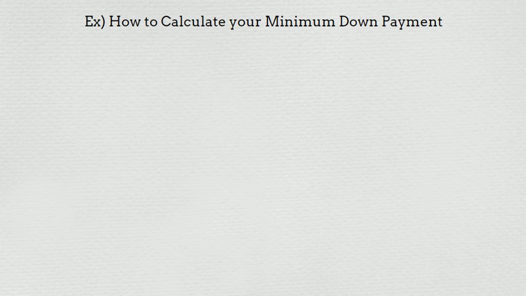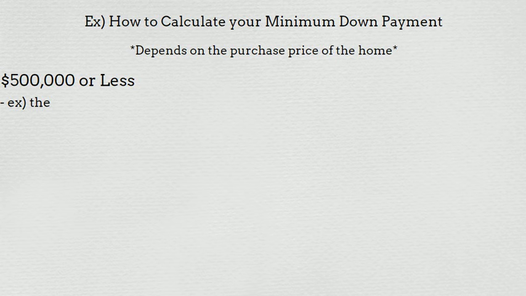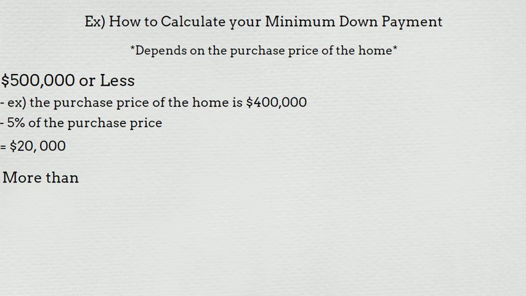Let's do a quick example on how to calculate your minimum down payment. The calculation of the minimum down payment depends on the purchase price of the home. If the purchase price of the home is $500,000 or less, let's take an example of $400,000. You need a minimum down payment of 5% of that purchase price, which in this case would come up to $20,000.